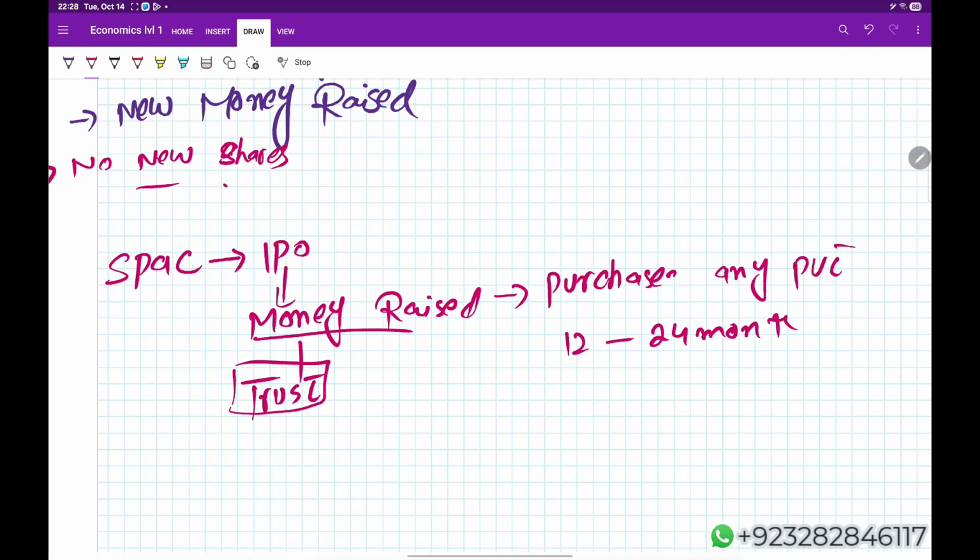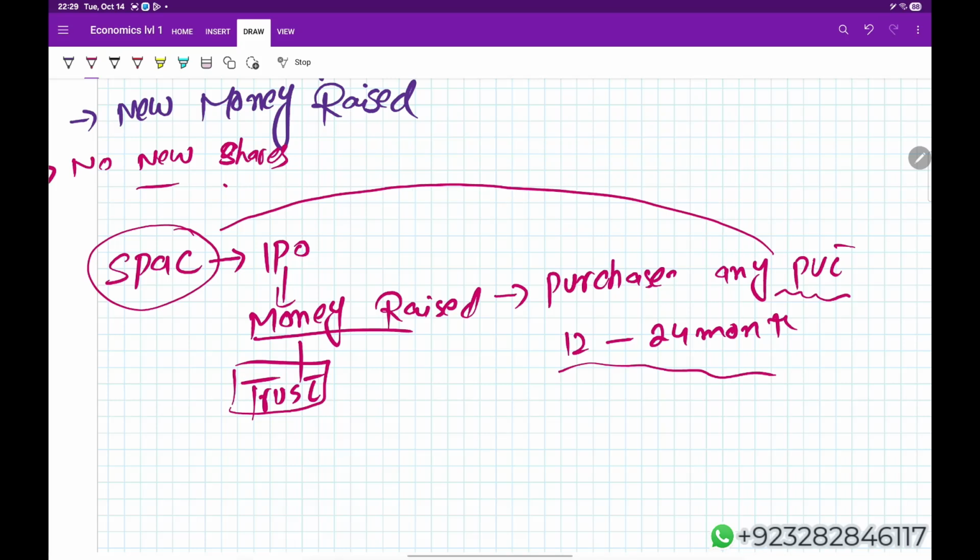And what if the SPAC, or the sponsors, are able to acquire any private company within this time frame? Then this private company will flip with the SPAC, will merge with the SPAC, and the SPAC will be delisted from the stock exchange. And now the newly acquired private company will become the public listed entity. I mean, it's just flipped exchange with the SPAC. As I said, it's being merged, right? So this is the whole purpose of a SPAC.